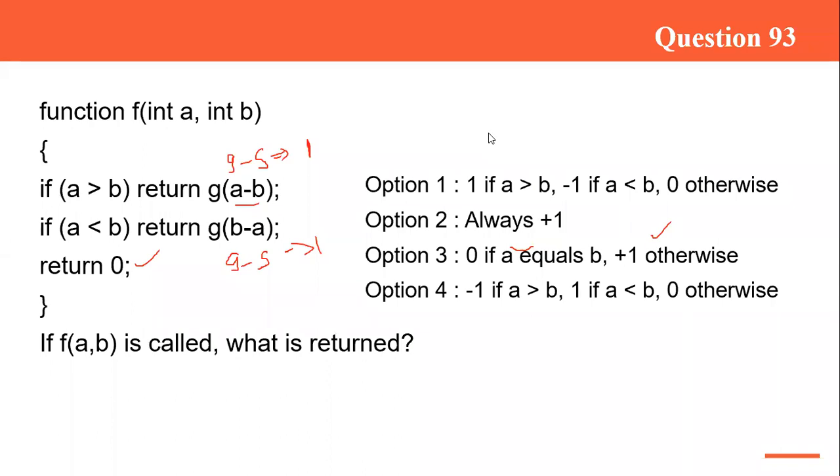Saujan, you said option 2. Option 2 is not true because both are the same. If I take 10, then what will happen? 10 greater than 10, false. 10 less than 10, false. So it will return 0. Okay? Hope you got it. People who got option 3, perfect. Going for the next one.